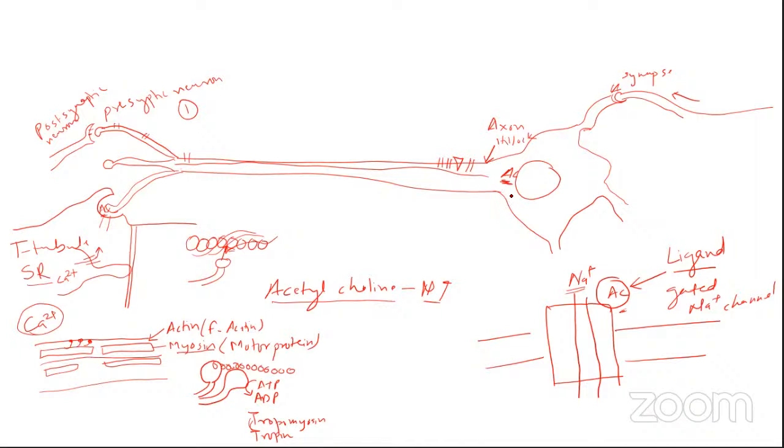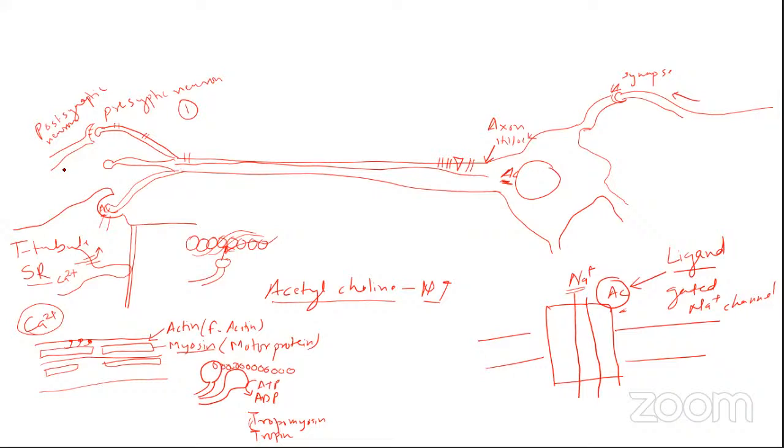So now if I want to transfer an acetylcholine gated neuronal message, then I will have to transport acetylcholine all throughout the length of the neuron and then release it here, correct? So will it be a fast process or a slow process according to you? Slow process, right?